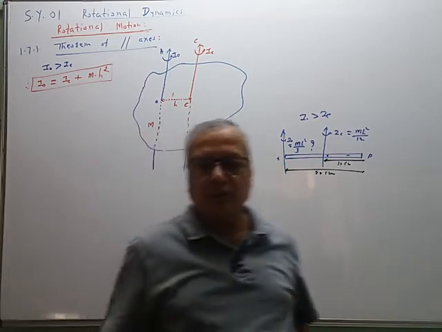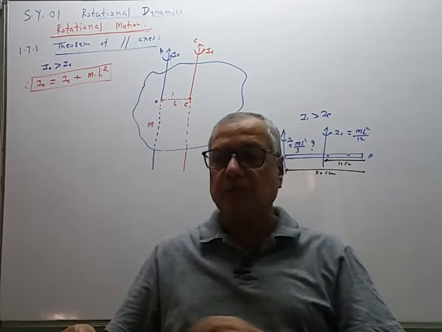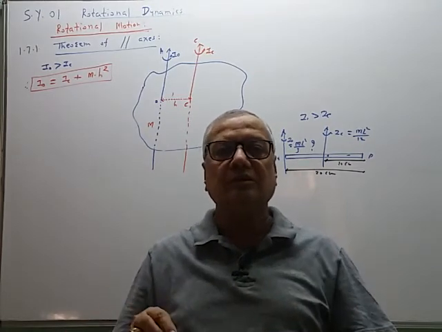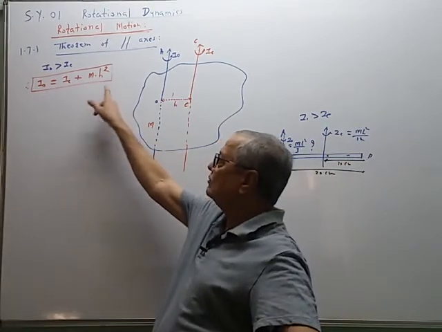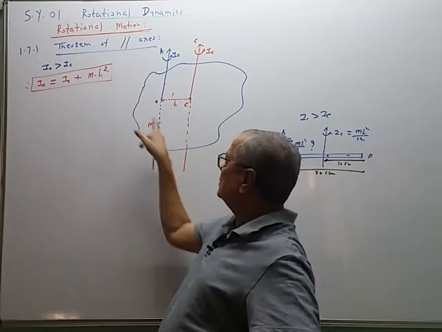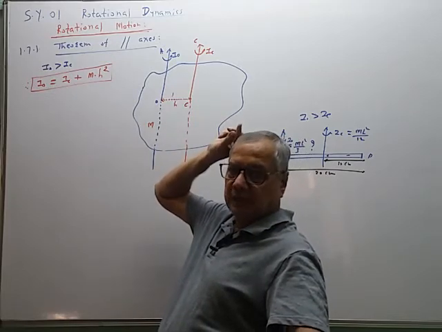So this is the general rule. When we move the axis away from the center of mass, the moment of inertia always increases. And therefore IO is always greater than IC, and it is given by this. M is the total mass of the body, and h is the distance between the two parallel axes, like this.